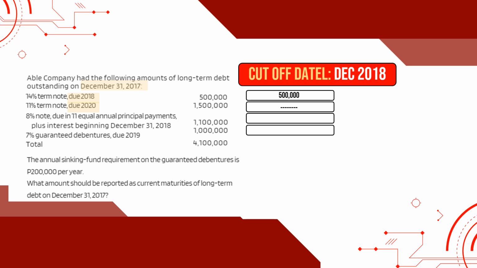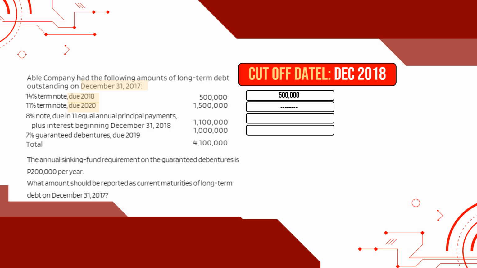Next one is the tricky part. You have an 8% note that is due in 11 equal annual principal payments. Meaning, every year for the next 11 years, you will pay 11 equal installments. So if our total debt is 1.1 million, divide it by 11, and every year you need to pay 100,000. This is where you will see that there is actually a current and non-current portion.